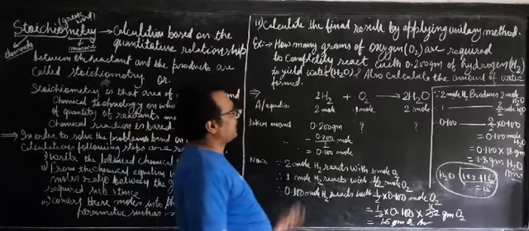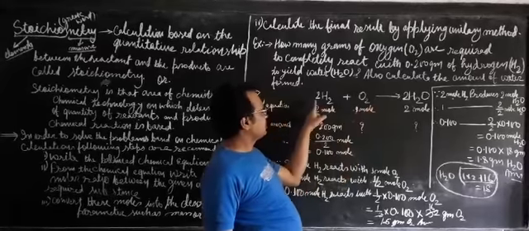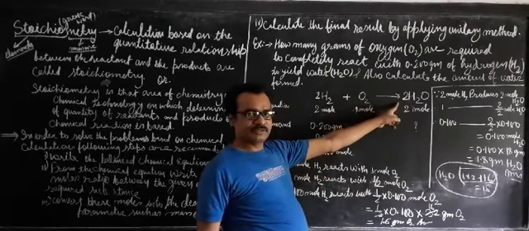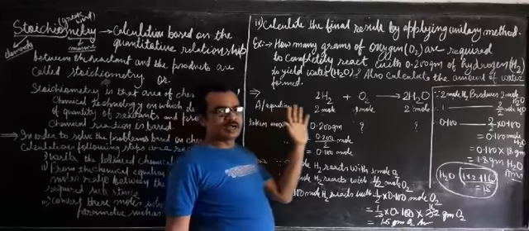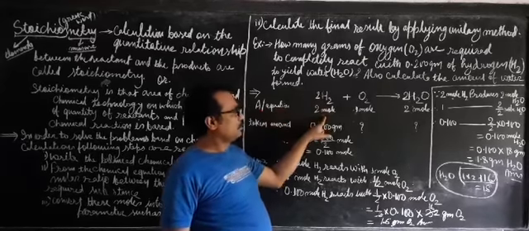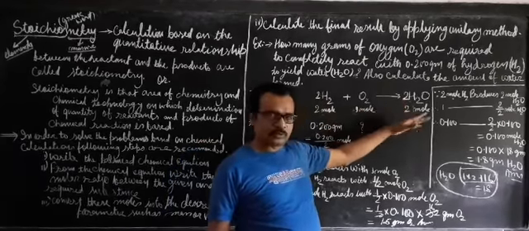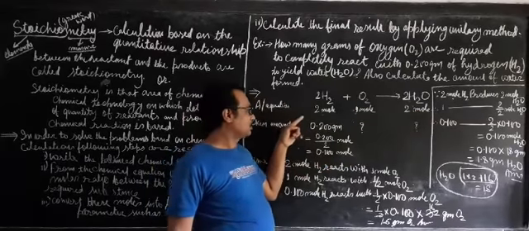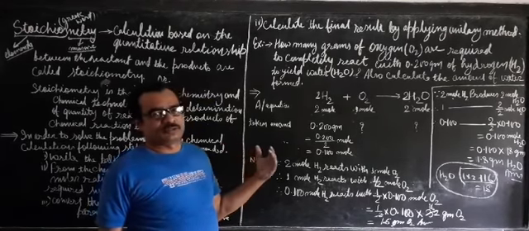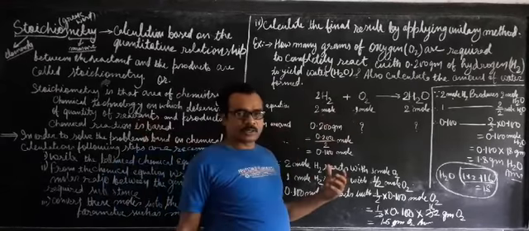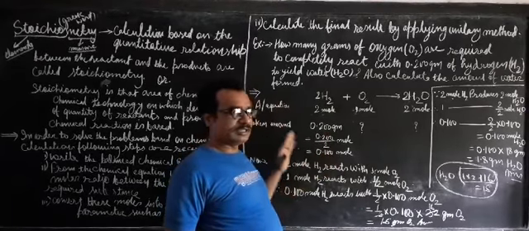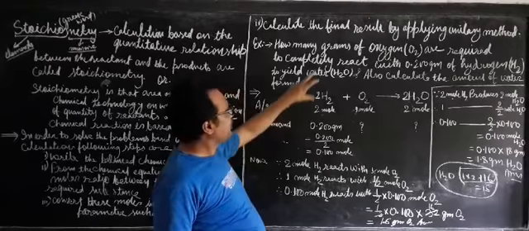First of all, I'll write the balanced chemical equation. The reaction between hydrogen and oxygen produces water. According to the equation, I'll write the molar ratio between reactant and product: 2 moles, 1 mole, and again 2 moles. Now I will write the mass given in the question. The masses of the reactants and products given in your question have to be taken. So what has been taken?